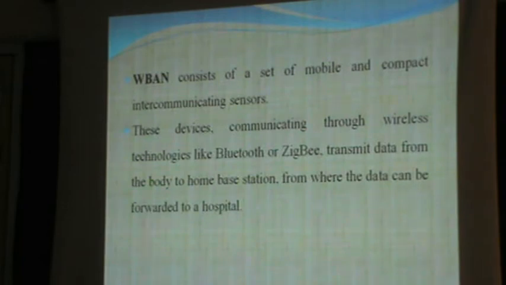And mainly in the case of a smart sensor, the size of the sensor depends upon the battery. As the battery size increases, the size of the sensor also increases. Therefore, you need to have a compact battery so that you can reduce the size of the sensor.